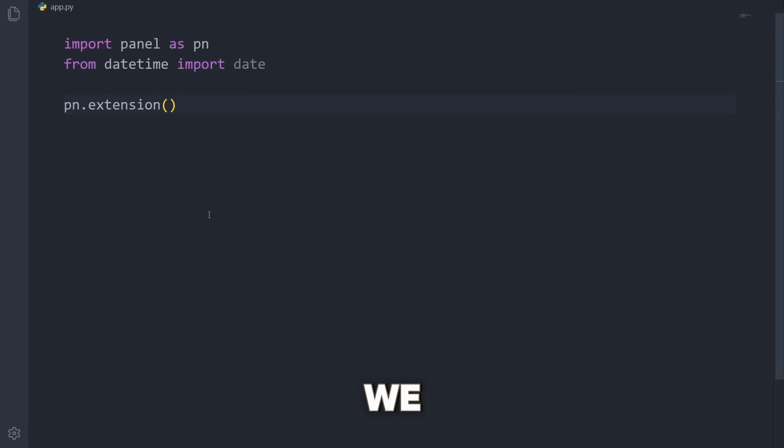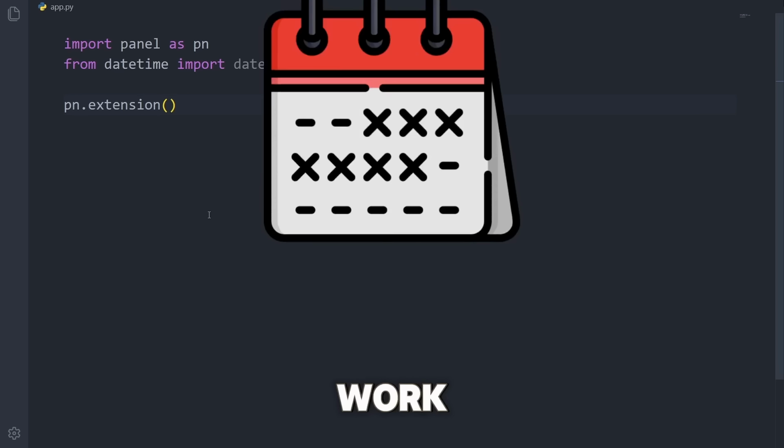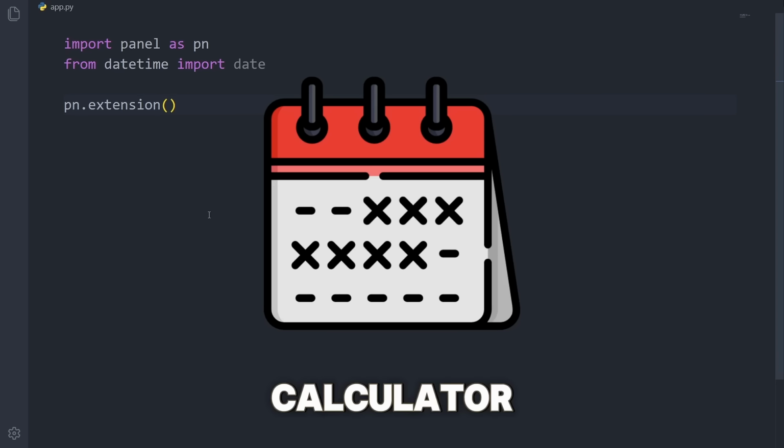In the previous video, we learned how to use the multi-select widget and how to work with multiple selections at the same time. This time we're moving into something new and very practical. We're going to work with a date picker and build a simple age calculator together.